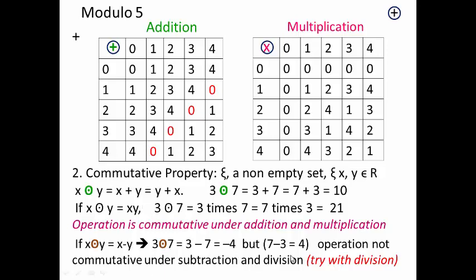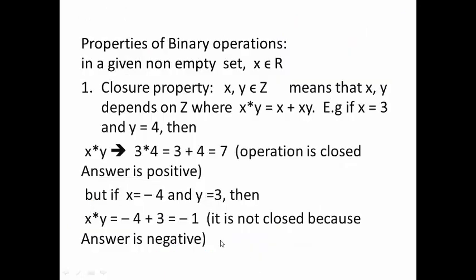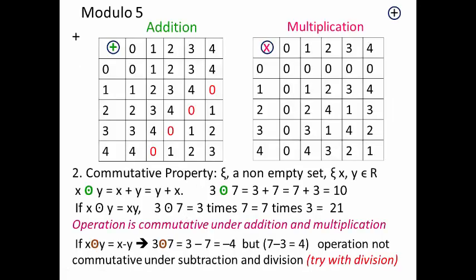Also division. If you try for division, if you have 2 on the row and the column, if I divide 2 by 3, I'm going to have a decimal fraction. Is a decimal fraction part of my set of modulo 5? No. So under closure property, addition and multiplication are always satisfied. So please take note of that. So that is the explanation of closure property. Now let us move on.